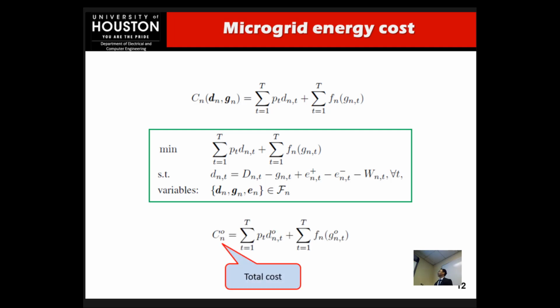So by solving this optimization problem, the microgrid can determine how much to buy from the main grid and how much to generate locally here. So here we use the superscript 0 to denote the optimal solution. But this is the case when microgrids don't participate in the peak rate minimization problem.